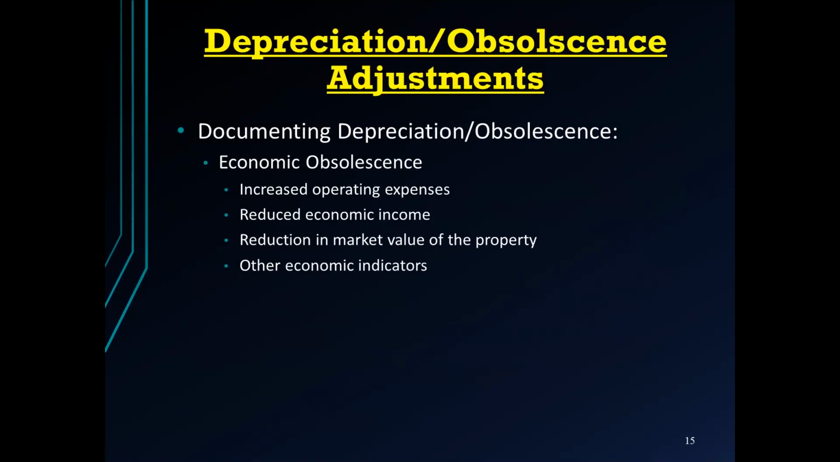Reduced economic income is another one that's a little squishy, because economic income can go down without necessarily reflecting a decreased value in the personal property, but it could be an indicator. And then the key one is going to be some sort of reduction in the market value of the property. We won't get too much into that; that's really a method. But if you look at comparable sales of property in the market, you can determine that yes, there is obsolescence. And then any other economic indicators.